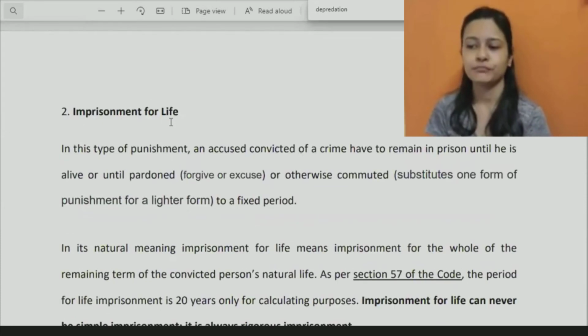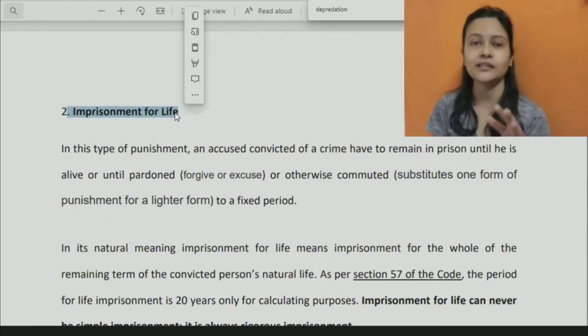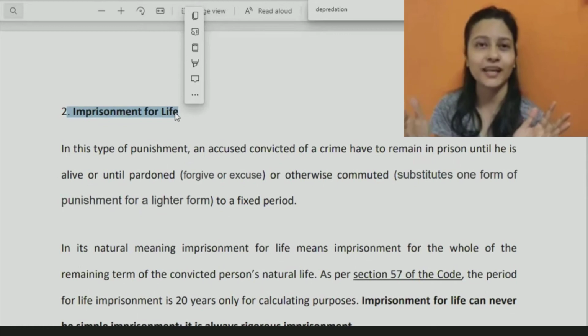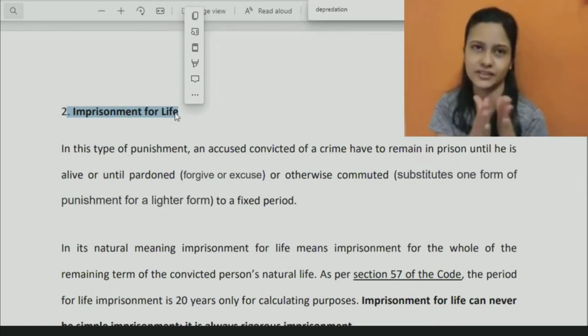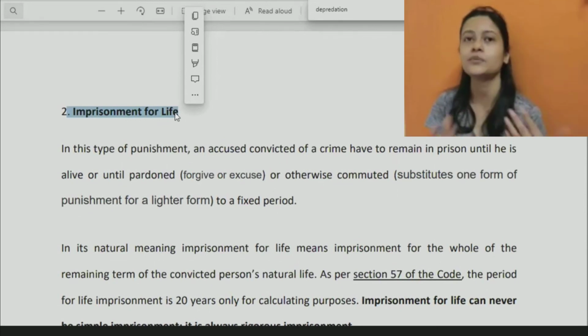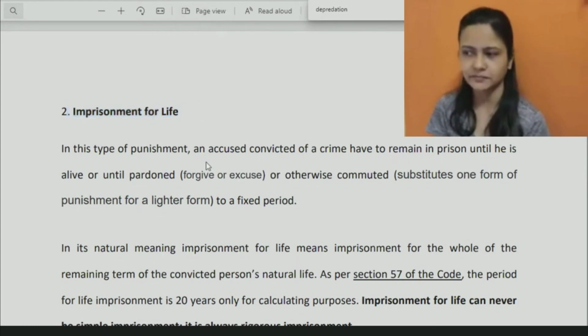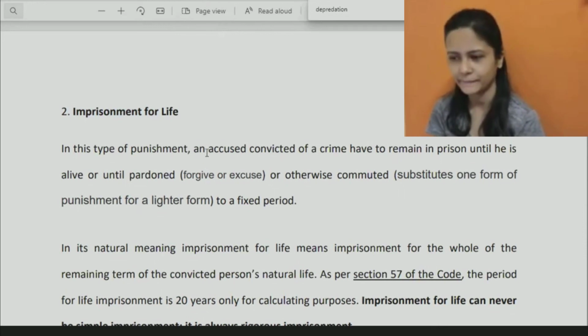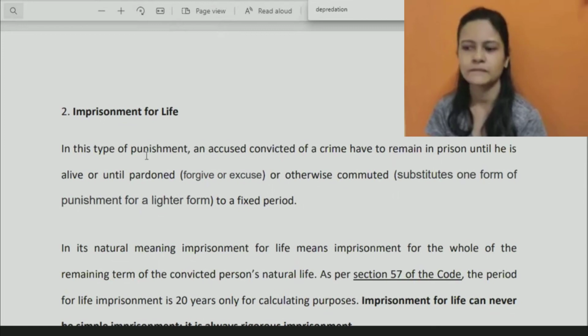Next one is imprisonment for life. Now, when we say imprisonment for life, life means the remaining life of the person, right? If a person is given imprisonment for life at the age of 20 and the person survives till the age of 80, that means for the remaining 60 years, he should remain in jail, right? Imprisonment for life. That is what the common understanding is. But is it actually imprisonment for the rest of the person's life? What do you think? I think some certain time or certain period.